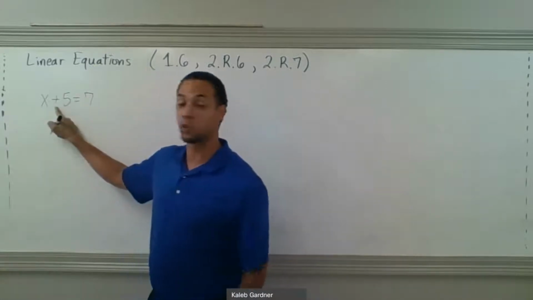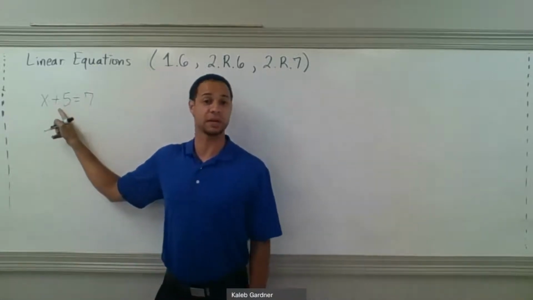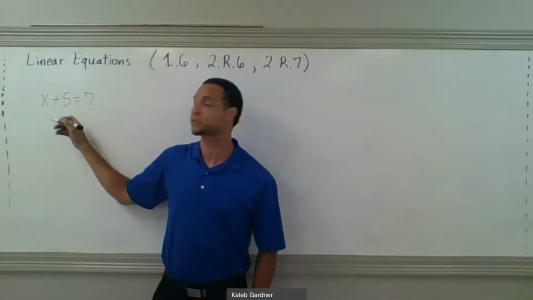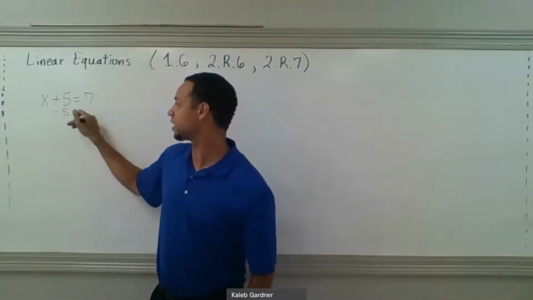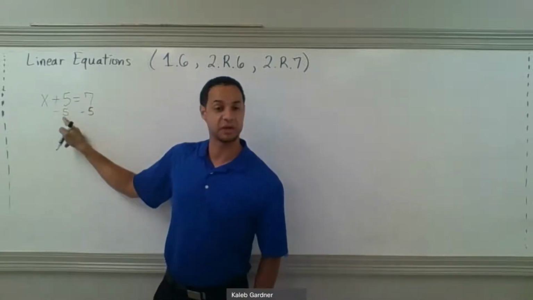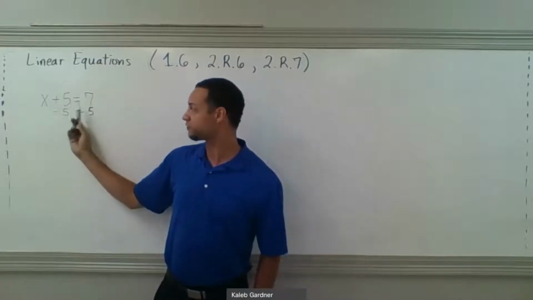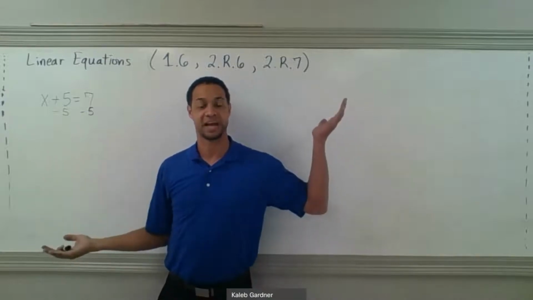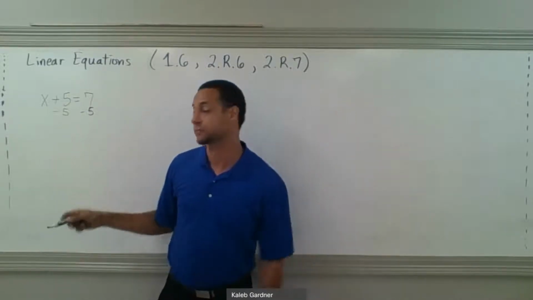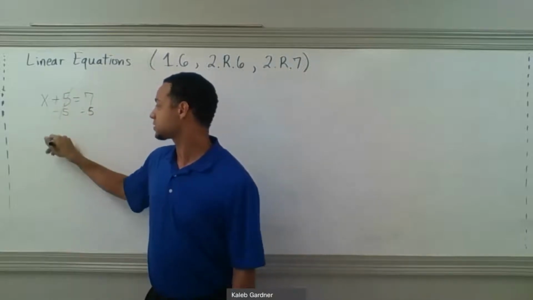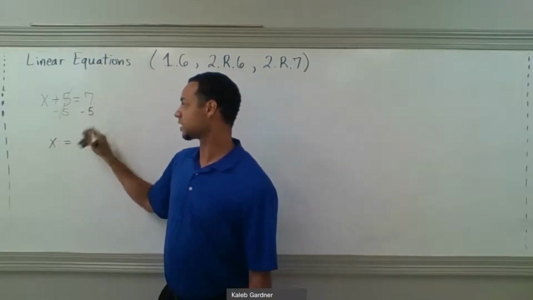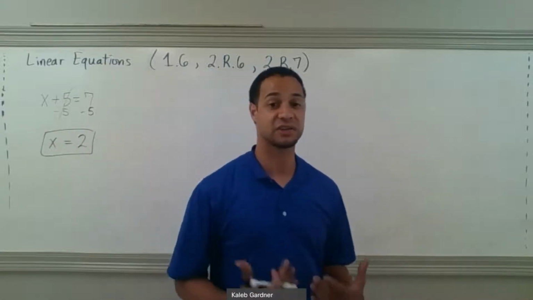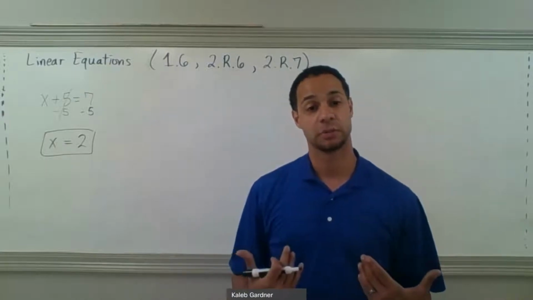So in order to remove this 5, I've got to make it 0. The only way I can make plus 5 equals 0 is by doing the opposite. It's called the inverse operation. I'm going to subtract 5 to make 0. But again, if I subtract 5 from one side of my equal sign, I have to do it from the other side as well to keep it balanced. So x now equals 7 minus 5 is 2. And there's our answer. Our objective is to find the value of x.